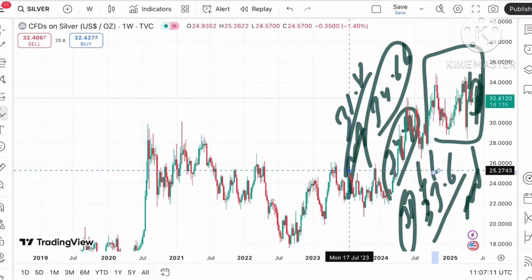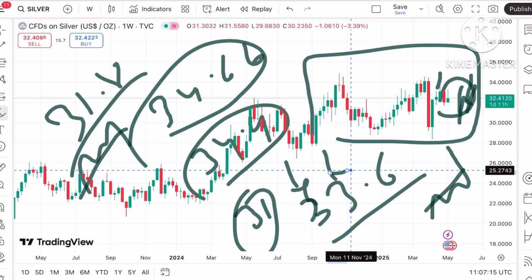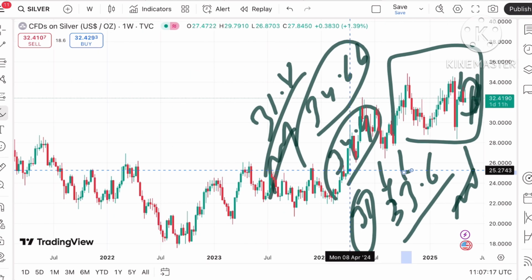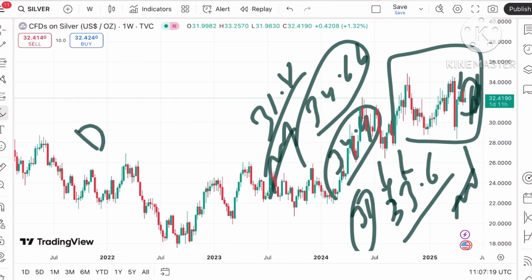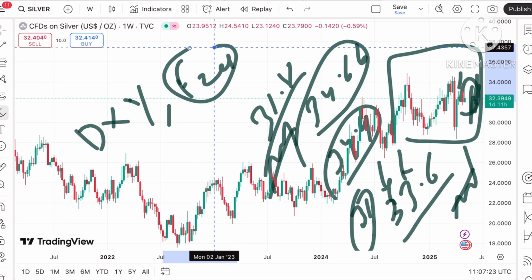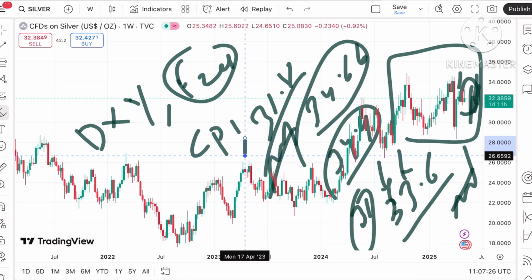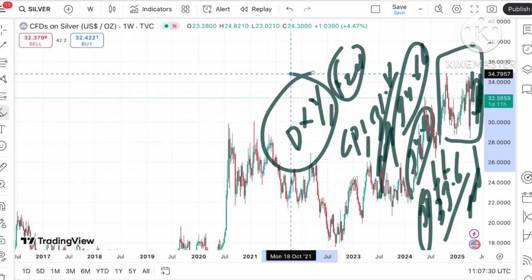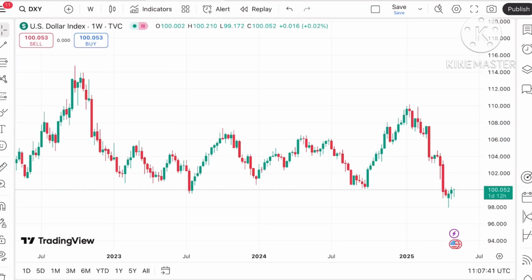Looking at this chart and this trend, there is a higher chance. The silver price depends on a lot of factors. The dollar index is one of them. When the Fed interest rate comes, we see volatility in the gold and silver market. CPI data, PPI data, all these affect the price of silver. So I'll explain with the help of the dollar index how it is moving. The dollar index is moving towards $100.